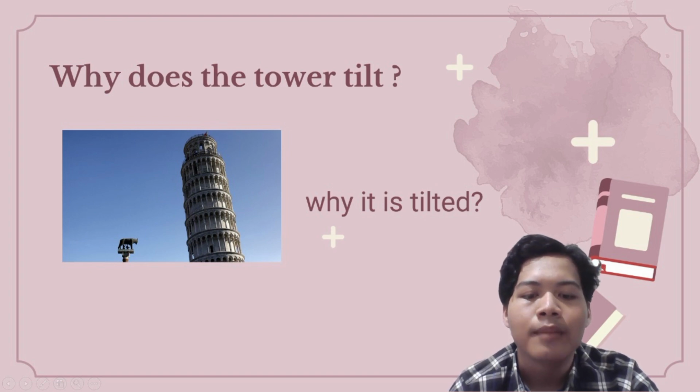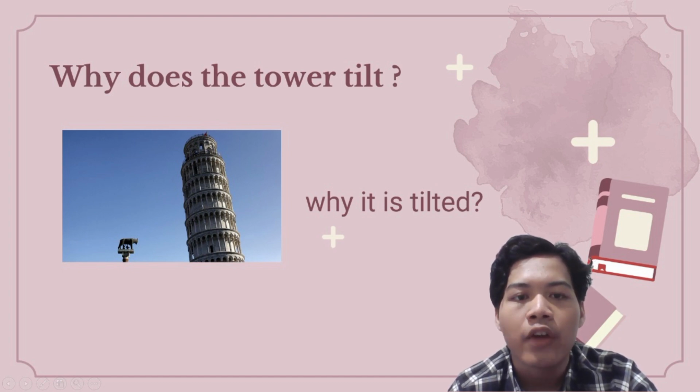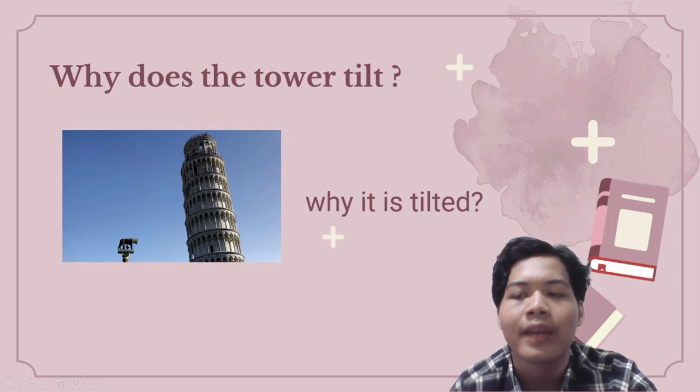Now we'll move on to why the tower tilts. The tilt was noticeable as workers built the second floor. The shift was caused by a shallow foundation of 3 meters and soft ground which could not properly support the structure's weight.